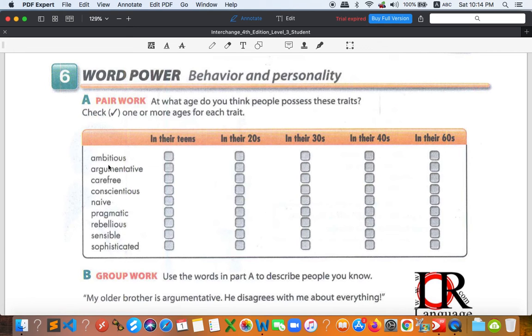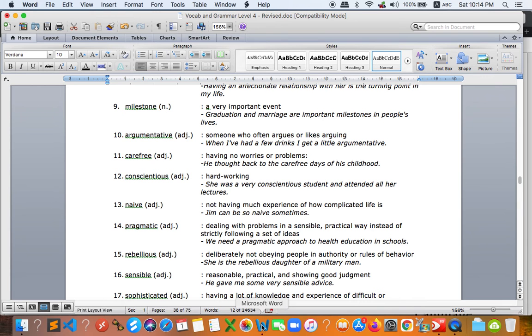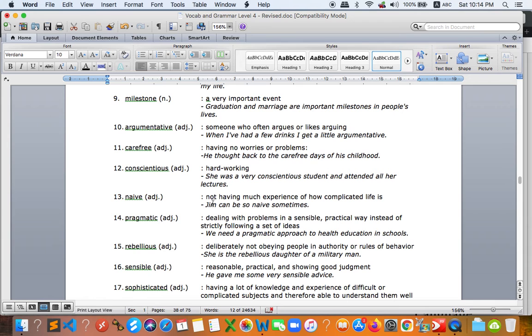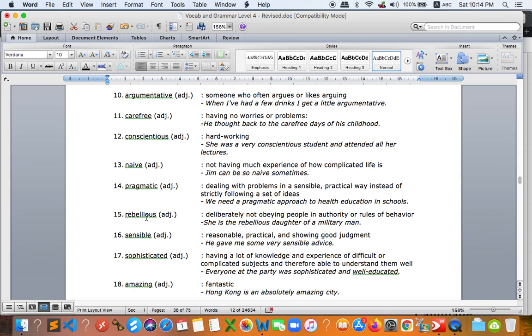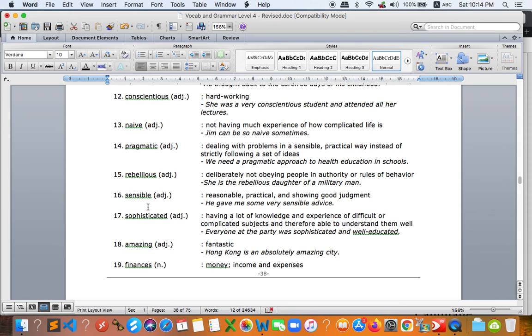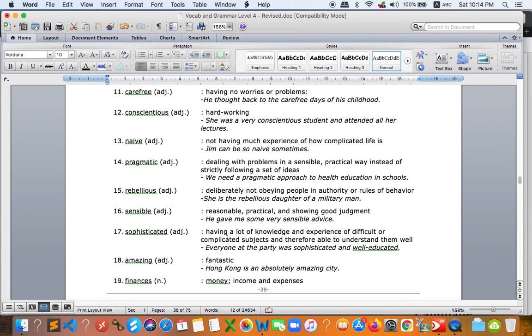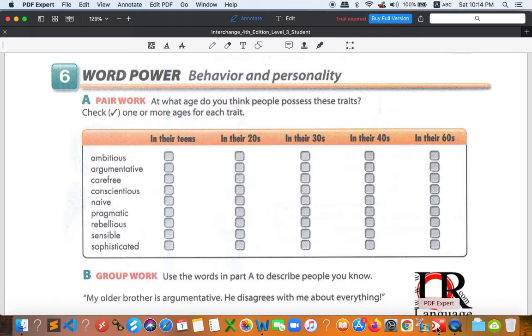In order to find out these words, I will touch the vocab for you. As you can see right here, we have argumentative, carefree, conscientious, naive, pragmatic, rebellious, sensible, sophisticated, and so on. So you can take a look at this vocab and try to find out the meaning, and after that bring it along to compare.